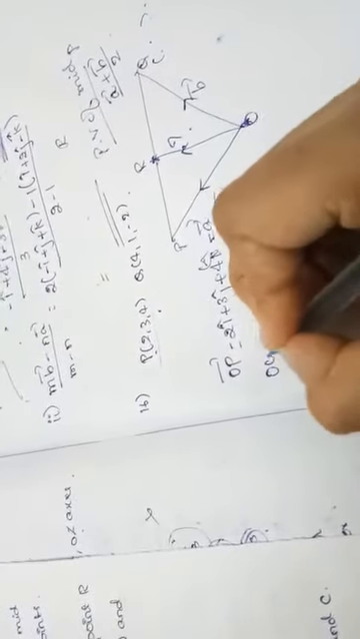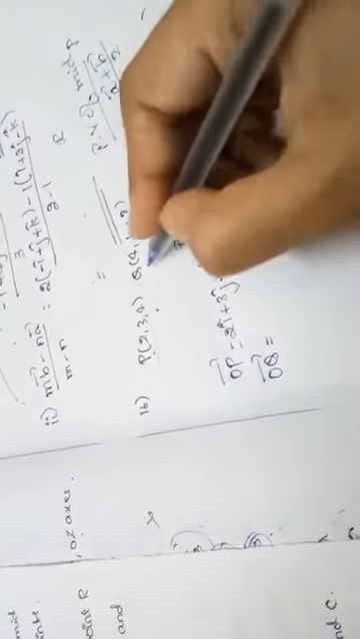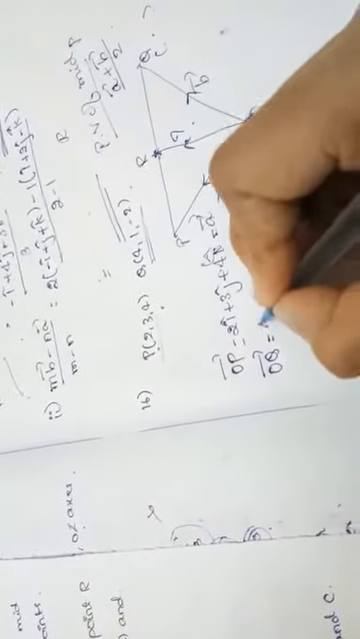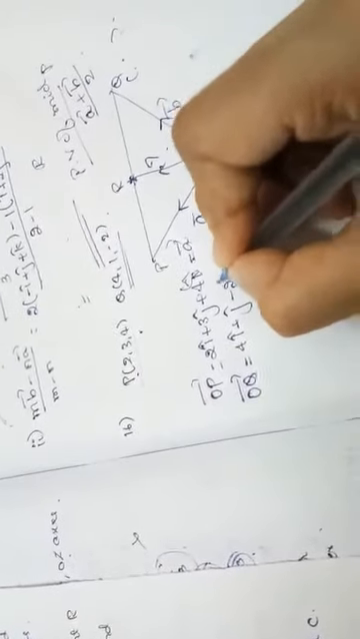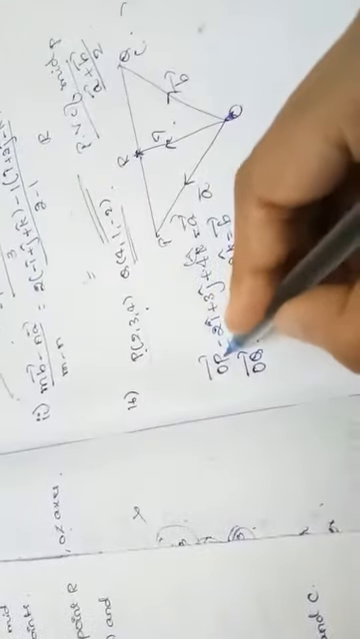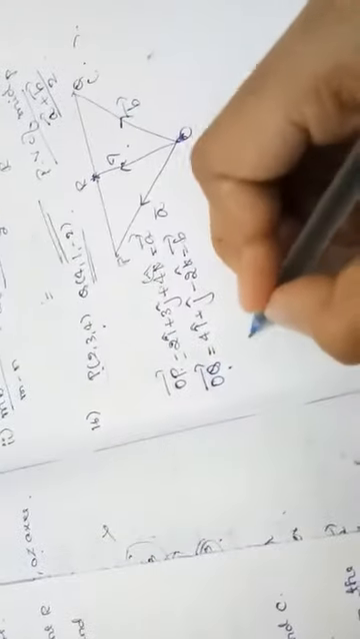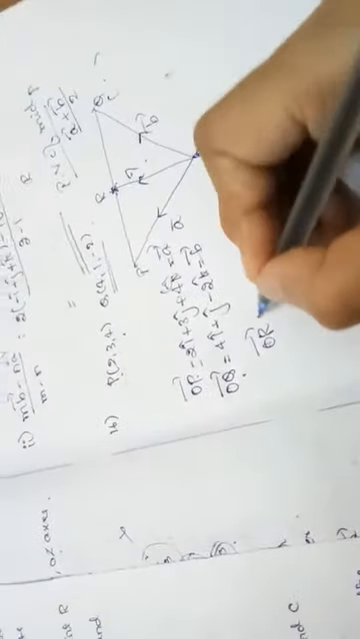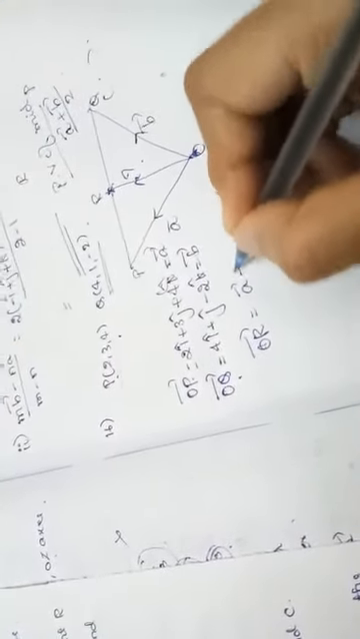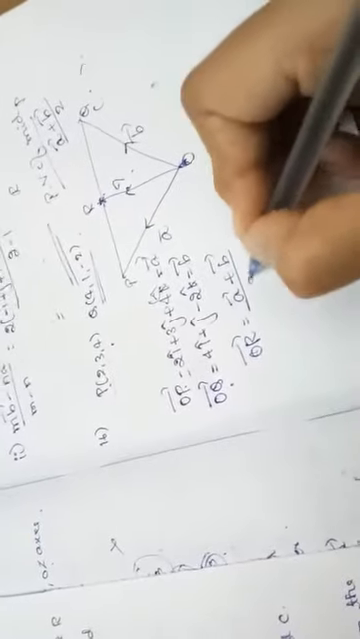Then next is our vector OQ, the position vector of the point Q. How are we going to get it? 4i cap plus j cap minus 2k cap. It is our vector B. So now we have vector A and vector B. We need to find the position vector of this midpoint R. So it is nothing but vector A plus vector B divided by 2.